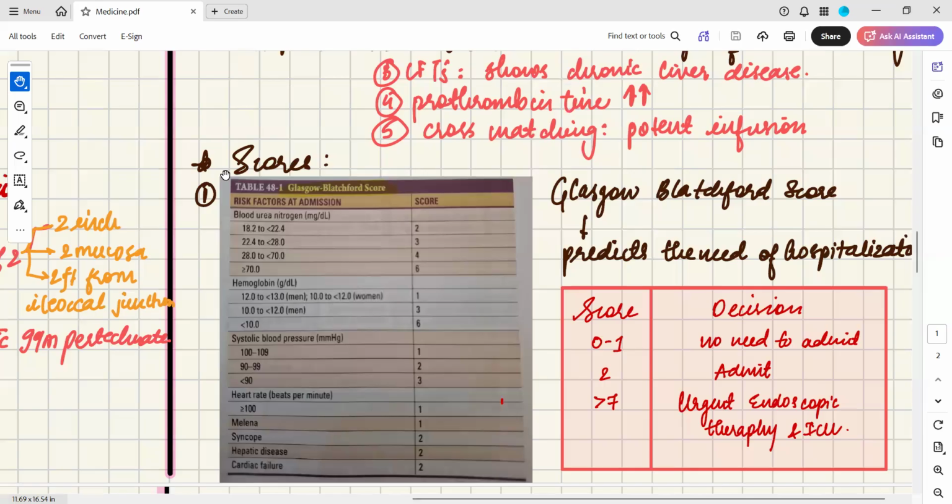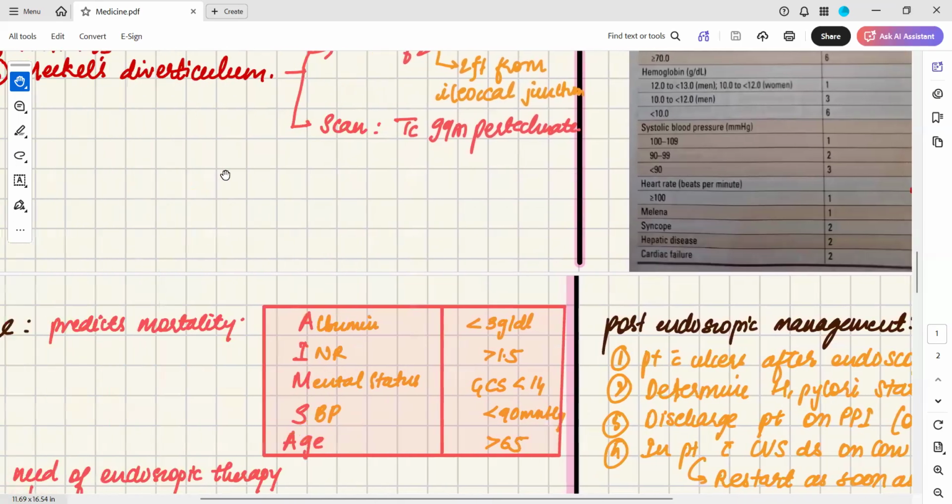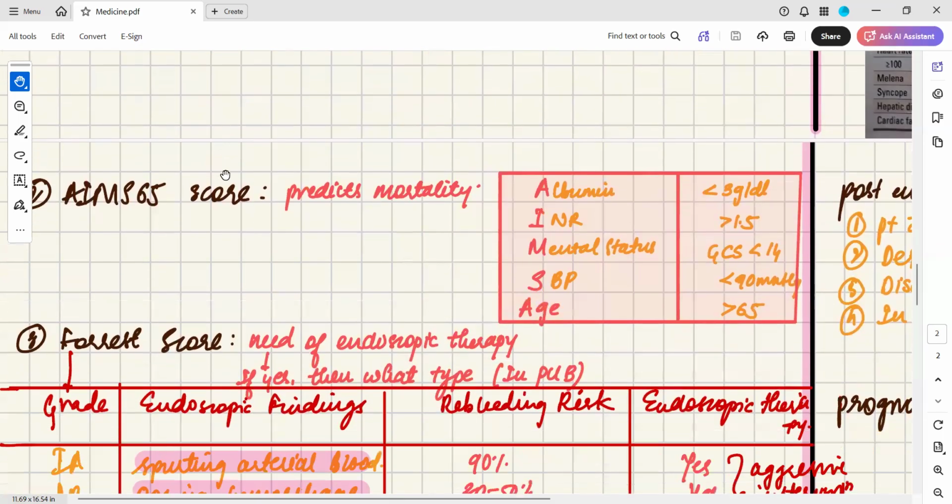Then the other score is AIMS 65. It basically predicts the mortality in these patients. AIMS, the full form is albumin, INR, mental status, systolic blood pressure, age.